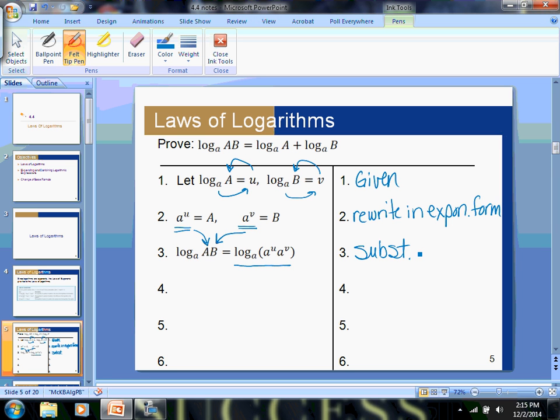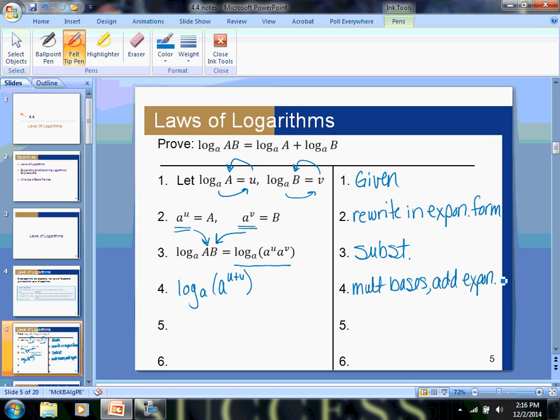Now we have to think back about our rules of exponents. Inside the parentheses here, I have two bases that are the same, and I'm multiplying them together. So remember, when that happens, you want to add your exponents. So really, I'm going to rewrite that underlined part as log base a of a to the u plus v. And that's just the rule that says when you multiply the bases, you add the exponents. Okay, that's just a good way to write our reason there for what we were doing.